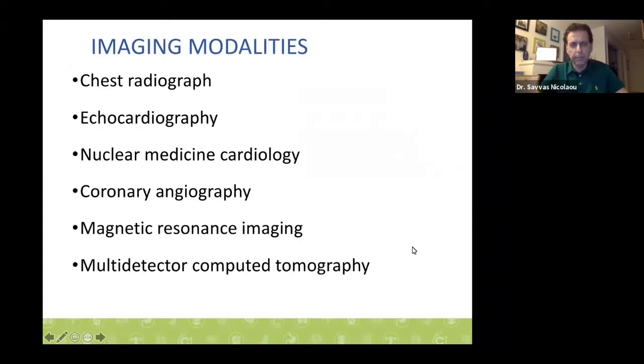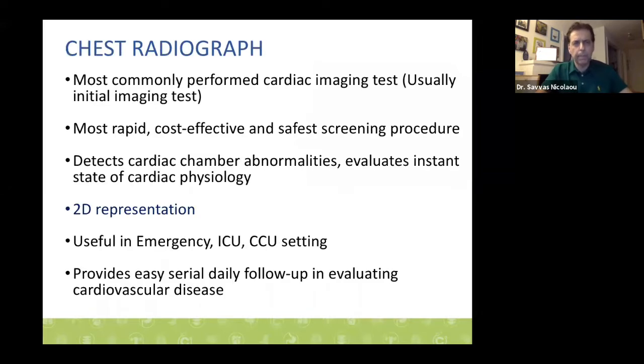Now, we'll go through these different types of imaging modalities: the chest radiograph, the echocardiogram, nuclear medicine, coronary angiography, magnetic resonance imaging, and of course, the multi-detector computerized tomography. Now, the chest radiograph is the most commonly performed cardiac imaging test. The reason for that is it is rapid, cost-effective, a safe screening procedure, and also portable. It can detect cardiac chamber abnormalities and gives an instant state of cardiac physiology, a 2D representation unfortunately, but it is very useful in the emergency, ICU, and CCU setting, and easily provides daily follow-up in evaluating cardiovascular disease.